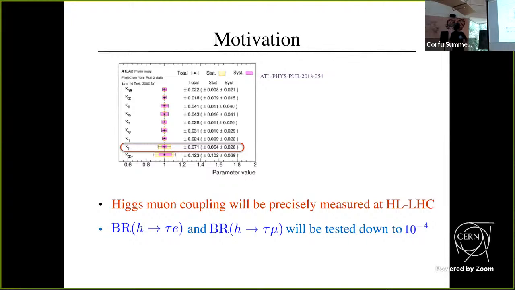The other thing, which is not summarized here but is also important, are the flavor violating Higgs decays, which also will be improved a lot. So, for example, Higgs to tau e and Higgs to tau mu branching ratios will be tested down to 10 to the minus 4. And this also will be an improvement of one order of magnitude as compared to the current status.